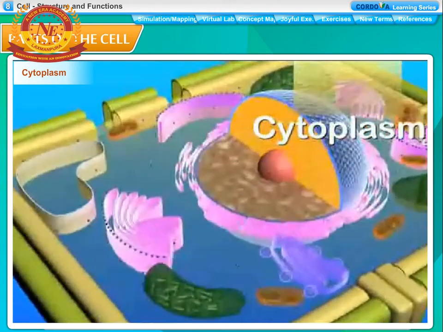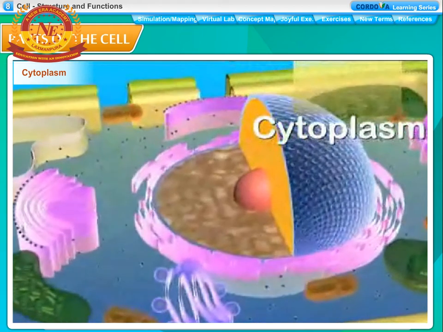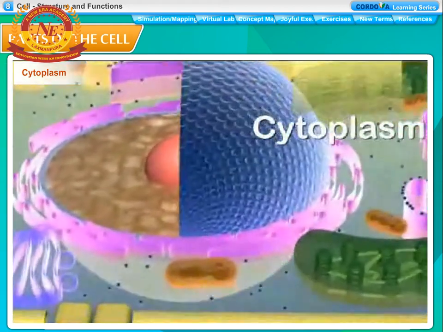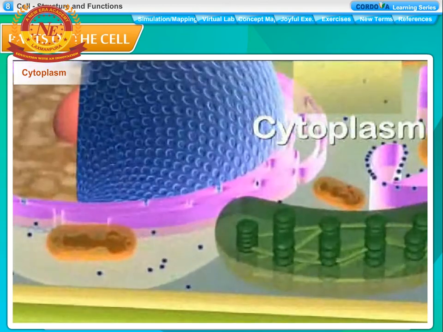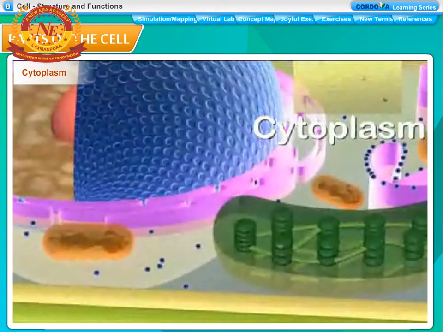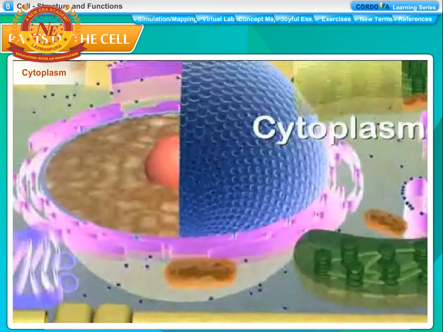Cytoplasm is a thick, jelly-like fluid inside the cell membrane. It occupies the space between the cell membrane and the nucleus. There are many small cytoplasmic bodies in the cytoplasm.